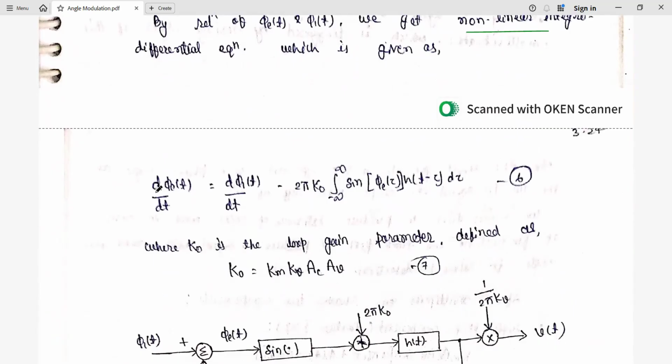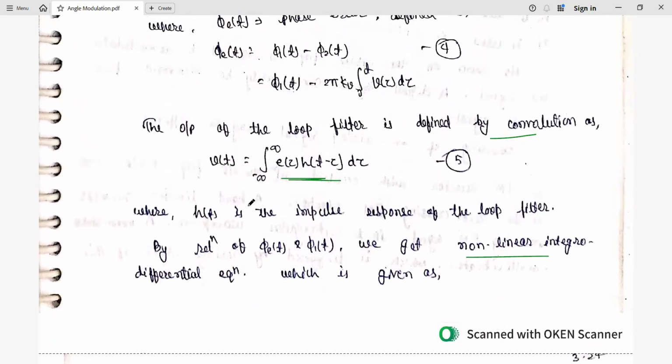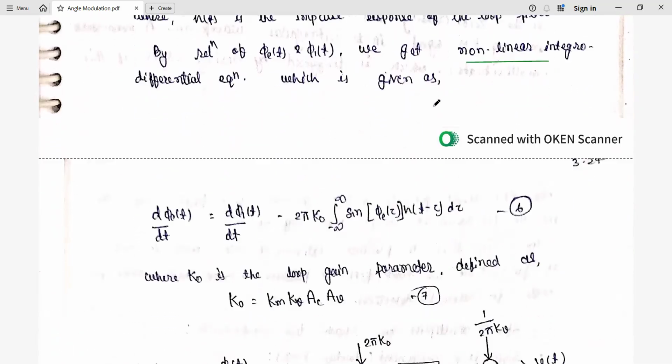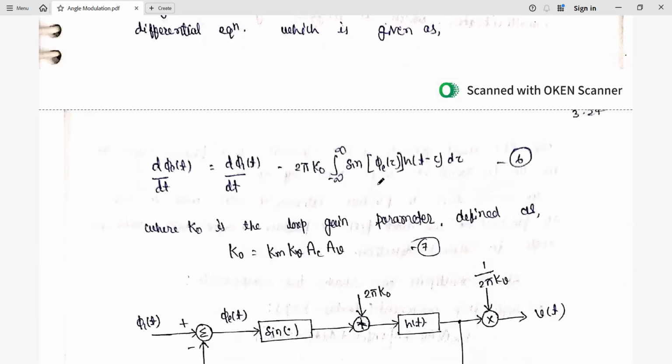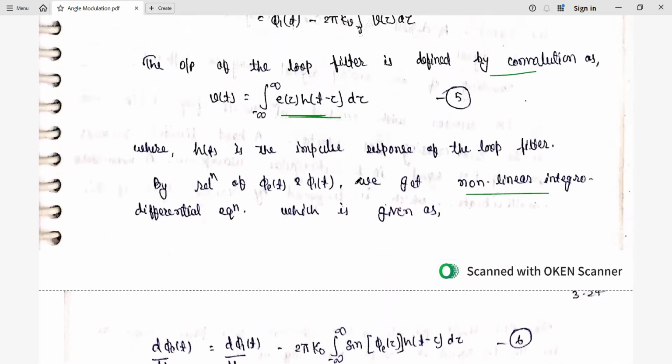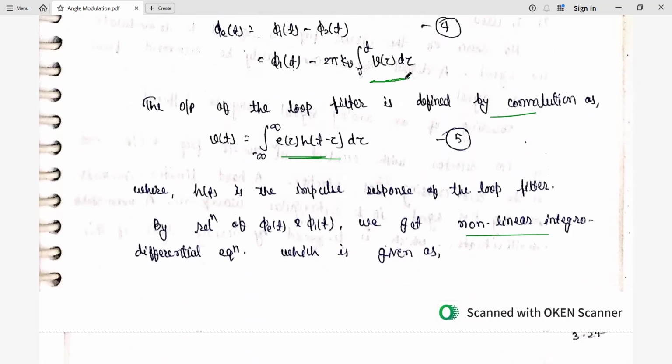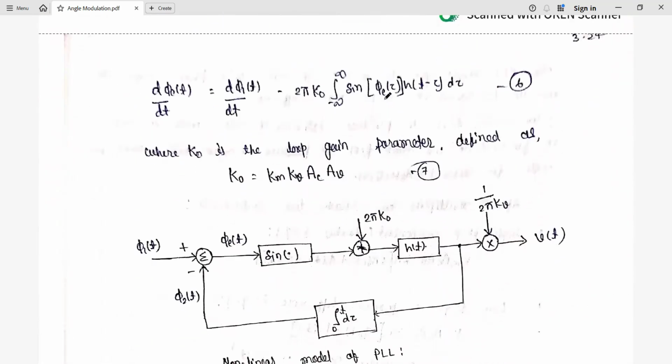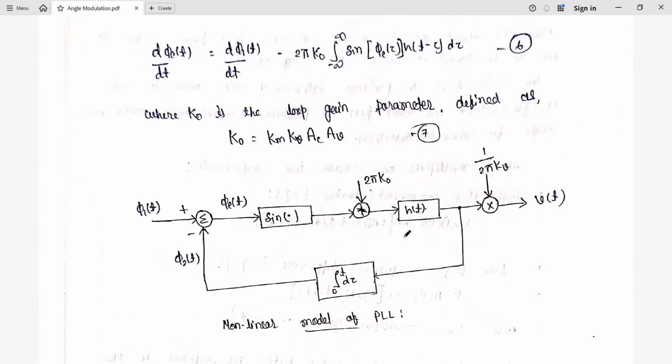Now we can also write dφ(t)/dt equal to dφ_1/dt. So equation number 4 we are trying to write in this format. Convolution is applied in this portion for the second term, so that convolution value is substituted here. How are we going to do this? Here K_0 is the loop gain parameter. So finally, this equation 6 we are trying to realize with the help of a diagram.